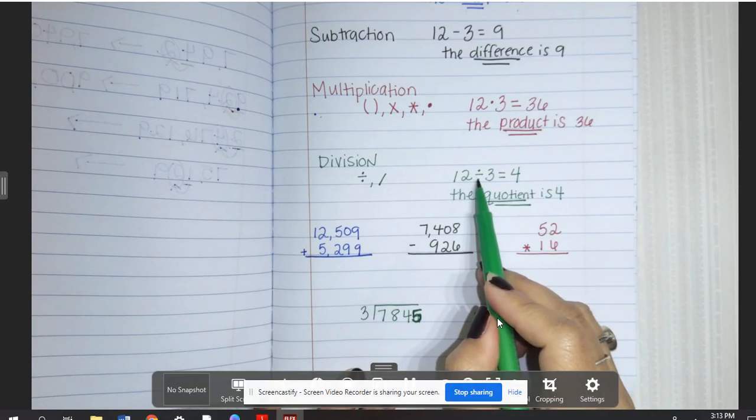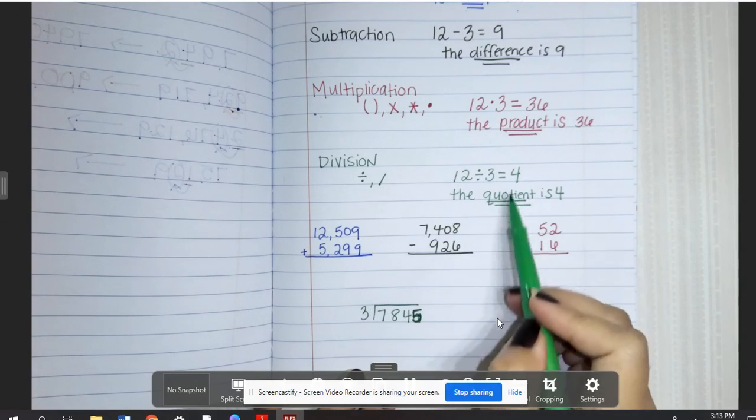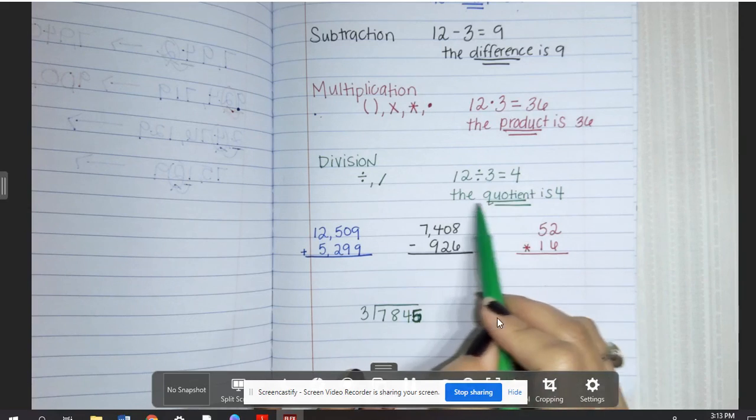So here I have 12 divided by 3 equals 4. Now the answer is also known as the quotient. So the quotient is 4.